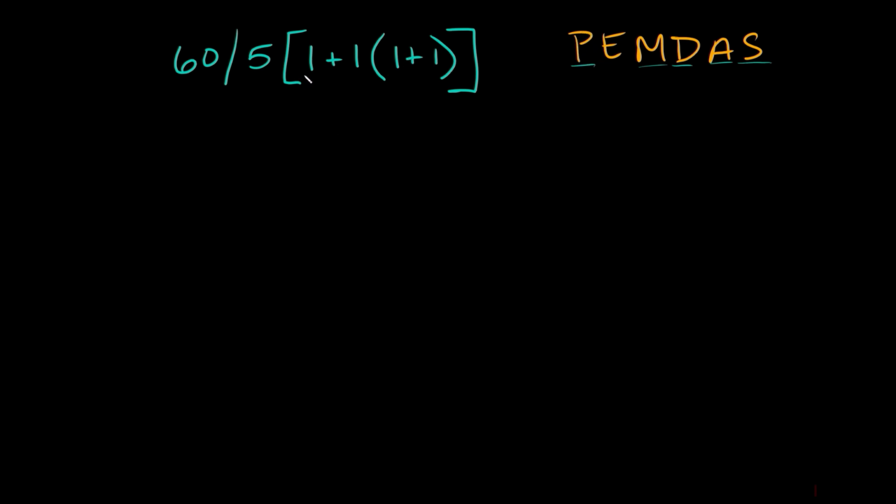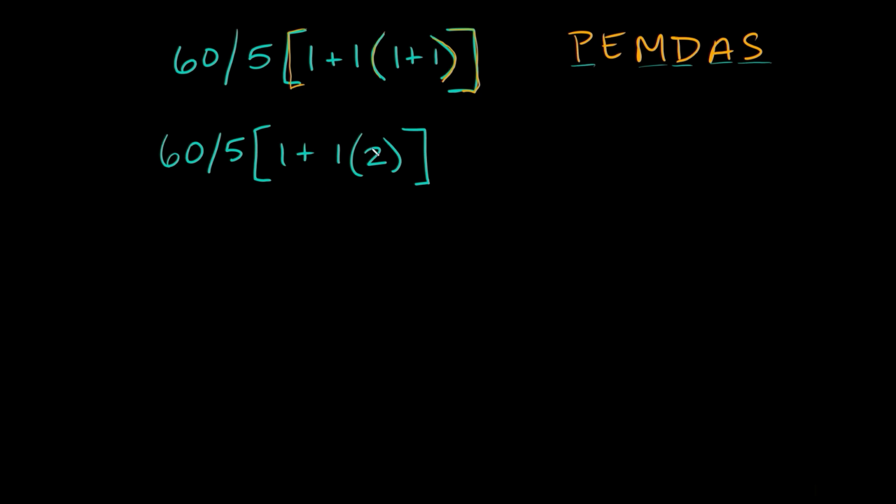So here we basically have two sets of parentheses or brackets, and you always want to start with the smallest set. So that would be this set right here, right? This set of parentheses is smaller than this big set of brackets out here. So we're going to start with the smaller one. So here we just have 1 plus 1, which is equal to 2, right? So then we can simplify this down to 60 divided by 5, and then inside these brackets we have 1 plus 1, and then that just simplifies down to 2. And then we can close our brackets, all right?